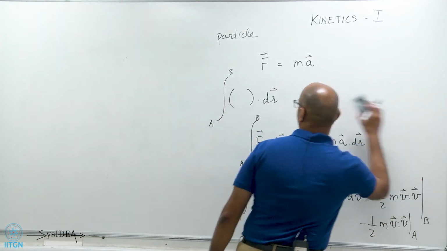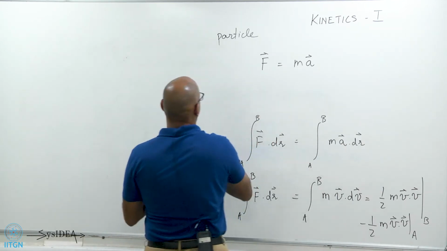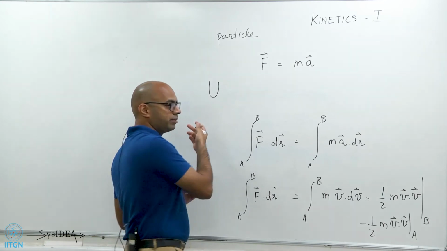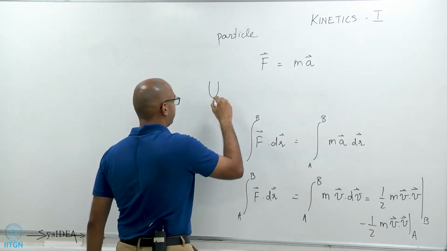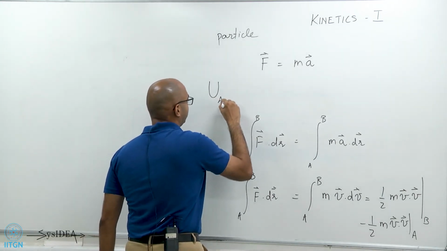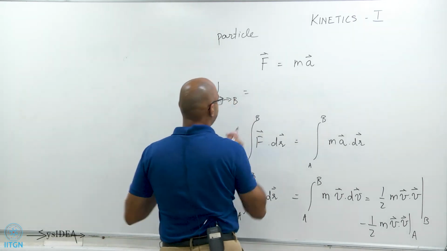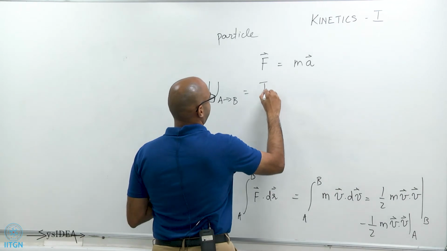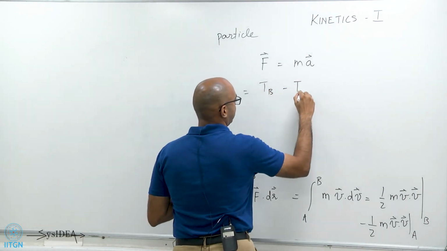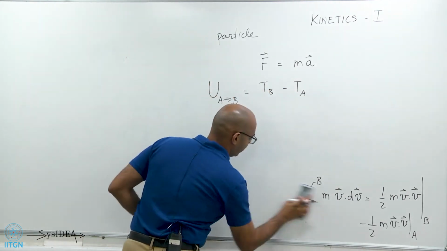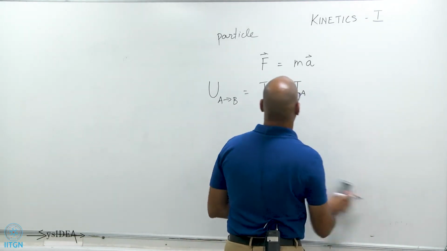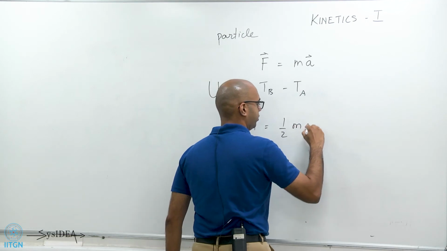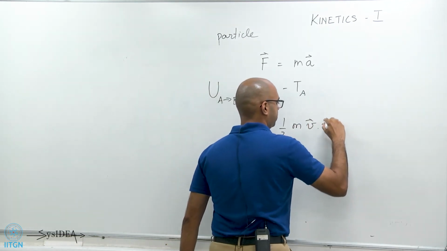So let me write this again. The total work done by external forces, let me call it U, because W we tend to use for weight, so I don't want to use W, in going from A to B is equal to the kinetic energy in configuration B minus kinetic energy in configuration A, where T is half m v squared.